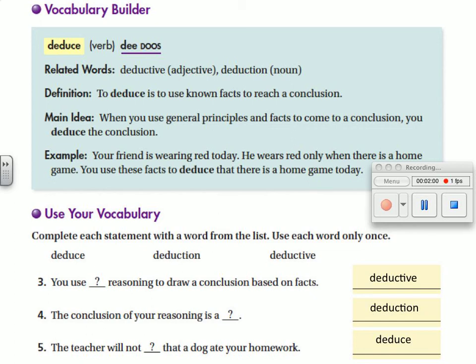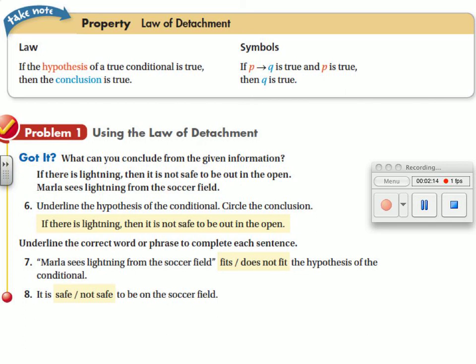As we continue on, we're going to talk about two laws or properties that have to do with deductive reasoning. The first law is called the law of detachment. The law of detachment is simply this: if the hypothesis of a true conditional is true, then the conclusion is also true. What does that mean? If the statement P implies Q is a true statement and P is true, then Q must also be true. So let's look at using the law of detachment in a problem.